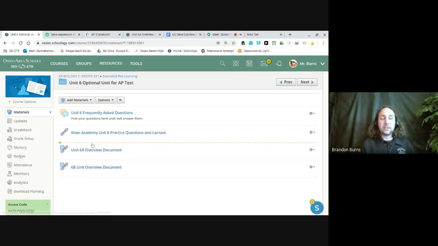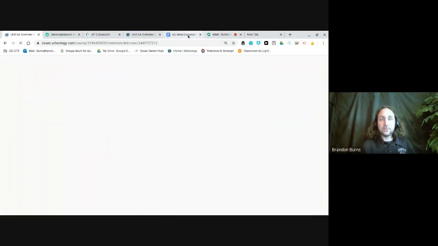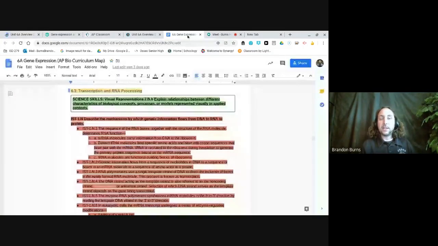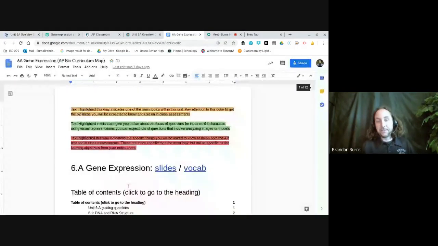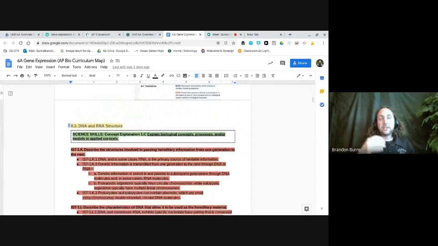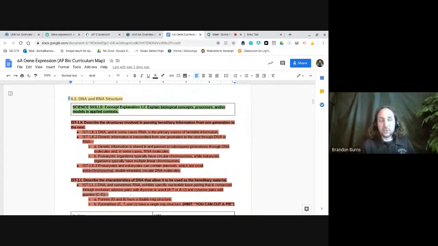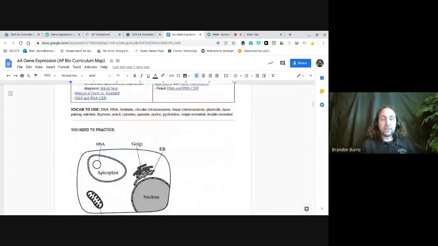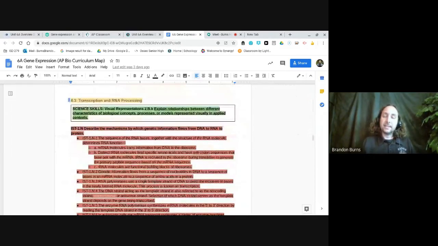The third and fourth things on here are the unit overview documents. If you click on 6A, which is our unit overview document, and open it up, it's going to look a lot like the unit overviews that we've had all year. The slides and vocab won't matter so much because we're not going to be doing it in class, but as you go through, I have each of the different components that AP asks you to learn about, as well as the skills. For instance, DNA and RNA structure 6.1, and then topic 6.3 were on the quiz that I assigned today, which I'll get to in a little bit.